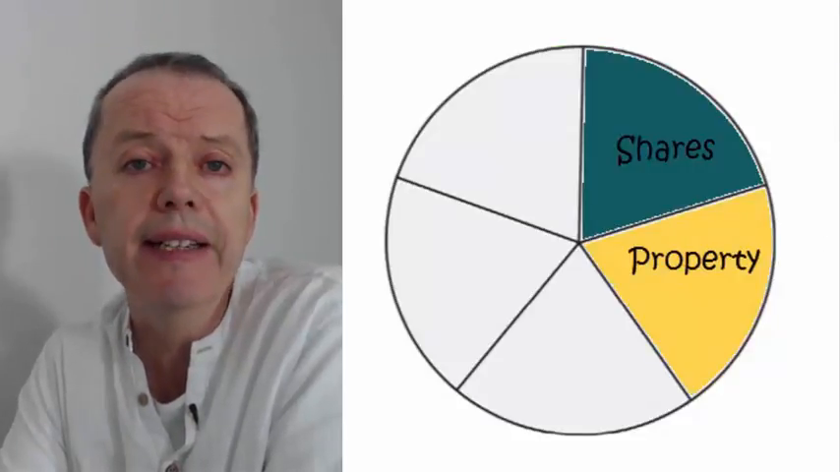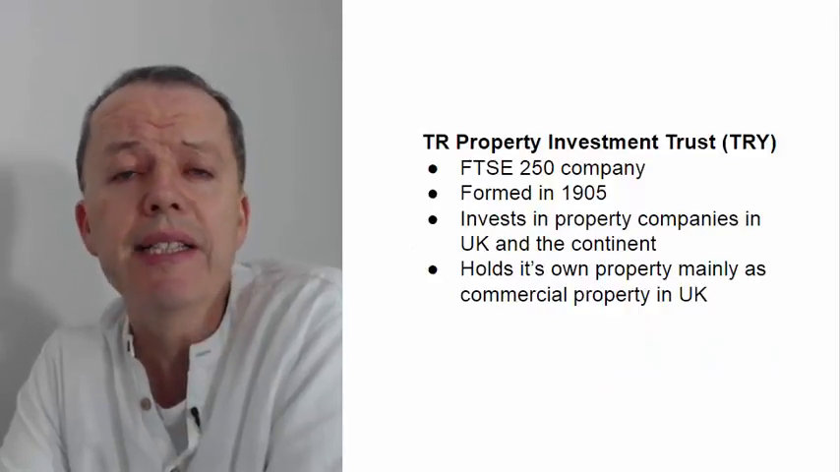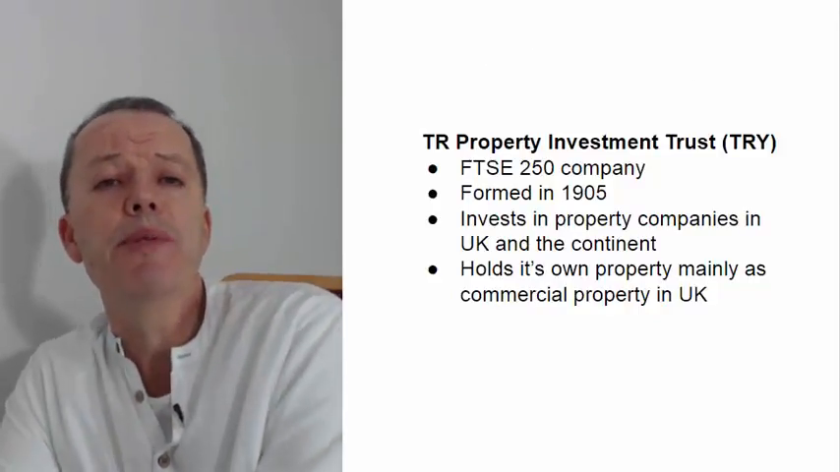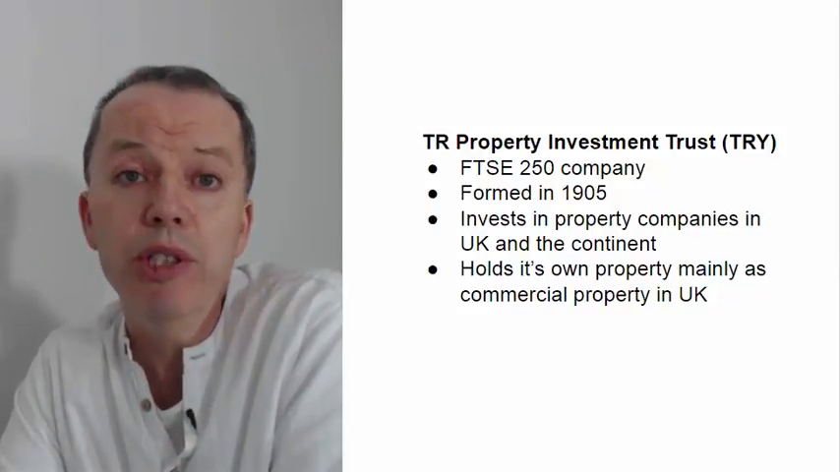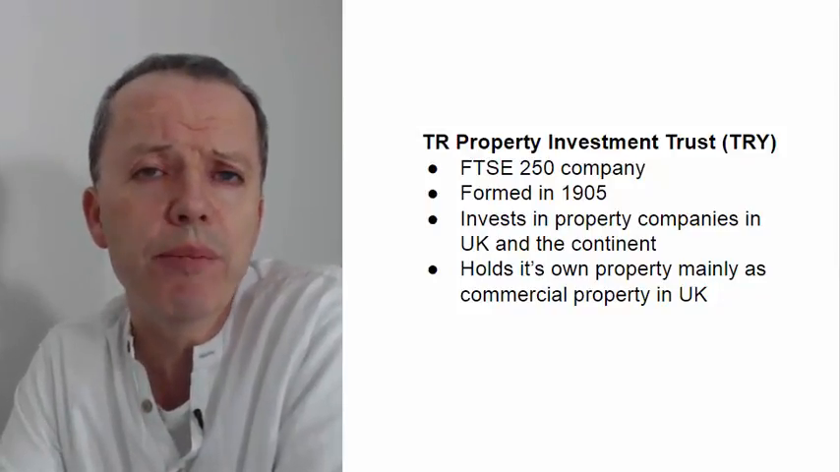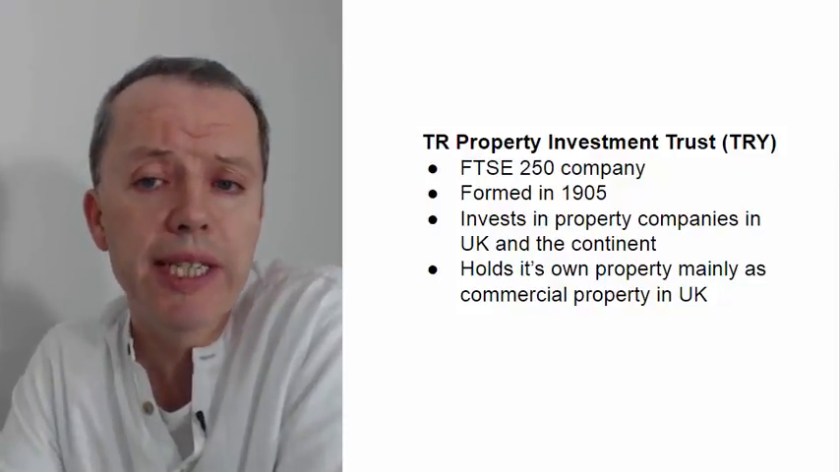Nice and easy. Okay, let's look at the next asset class, which is property, and I use the TR Property Investment Trust to gain an exposure to property, and TRY, which is the ticker symbol of TR Property, has exposure to property in the UK and on continental Europe.